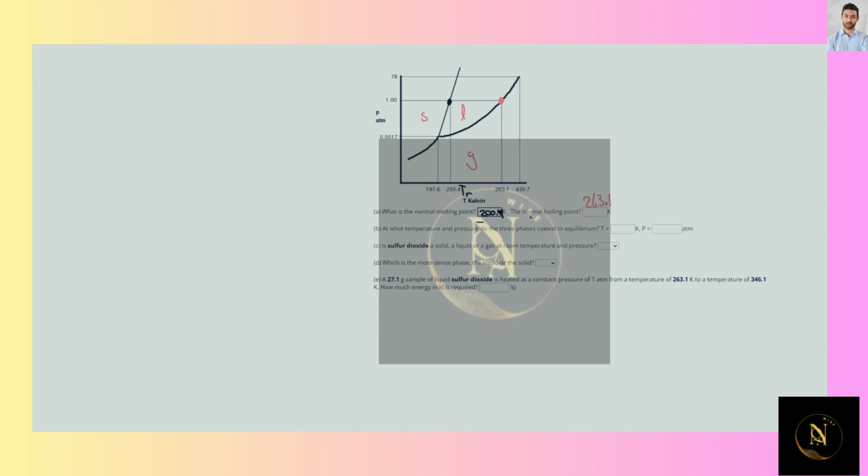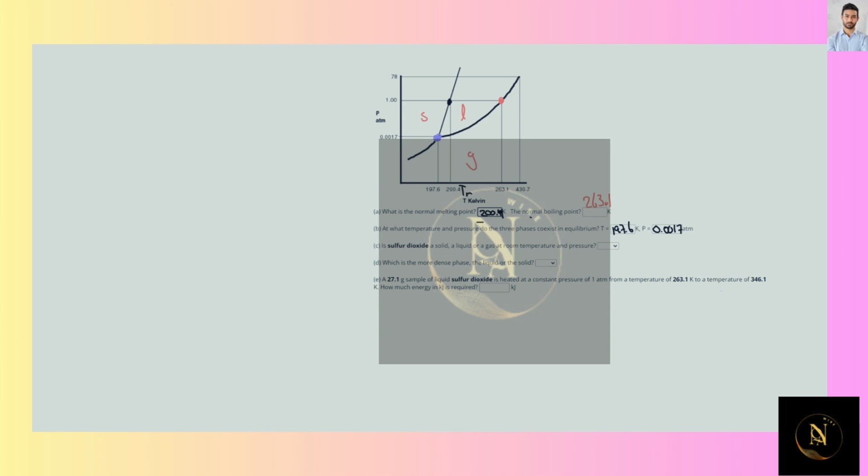At what temperature and pressure do the three phases coexist at equilibrium? This is going to be our triple point, and it has a temperature of 197.6 Kelvin and a pressure of 0.0017 atmospheres.